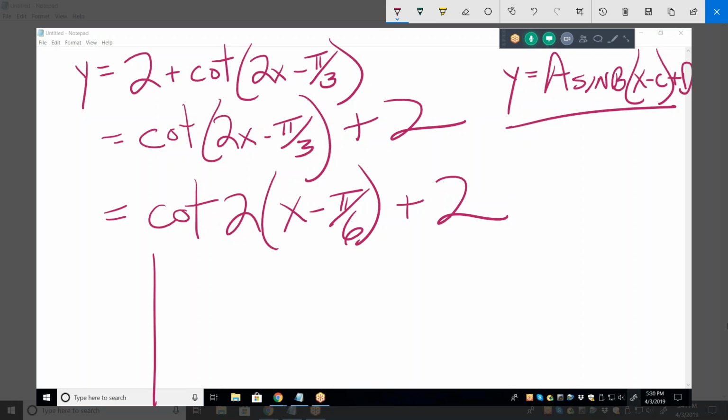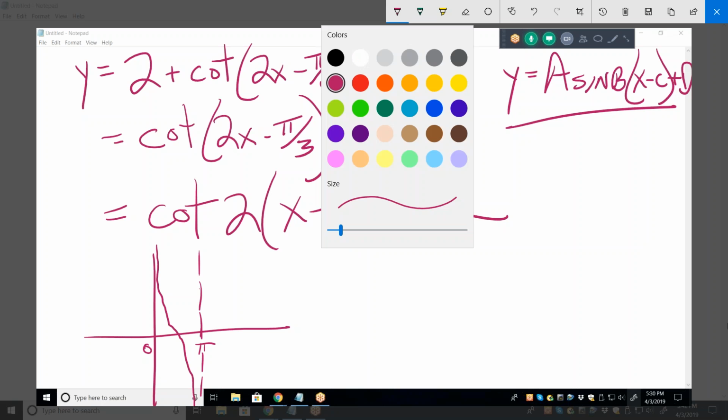Okay? So I'm going to draw 3 different curves here. First of all, cotangent typically goes from 0 to pi. There's a vertical asymptote there, and it's always a decreasing function. Looks a lot like negative tangent. Only difference is negative tangent would go from minus pi over 2 to plus pi over 2.